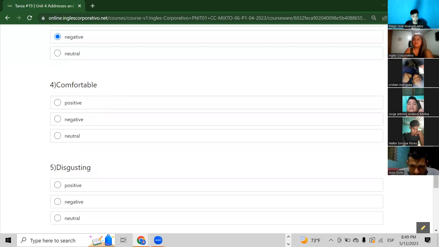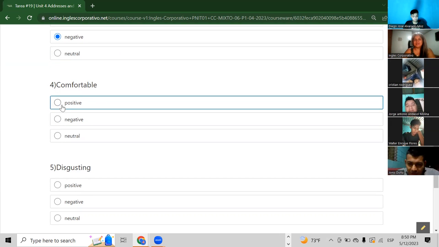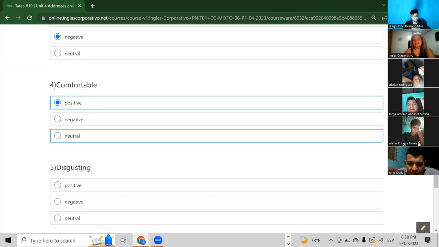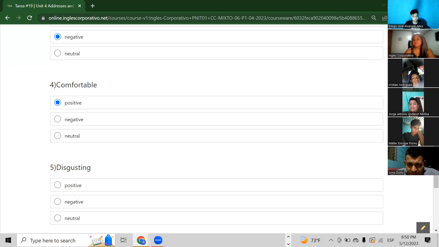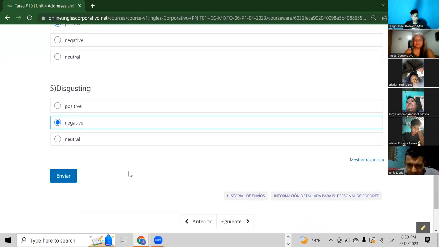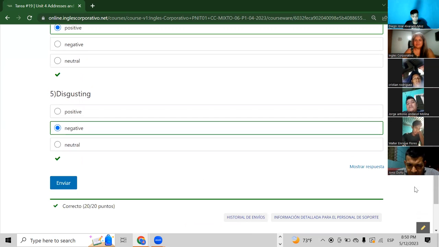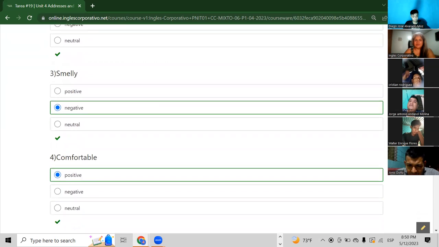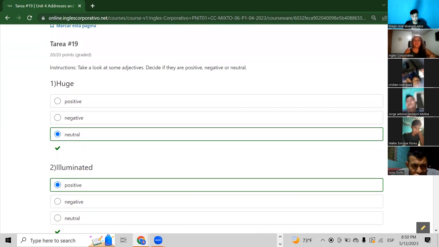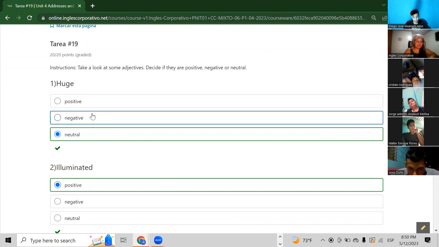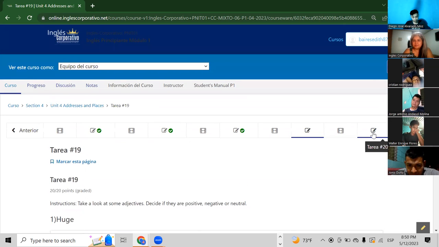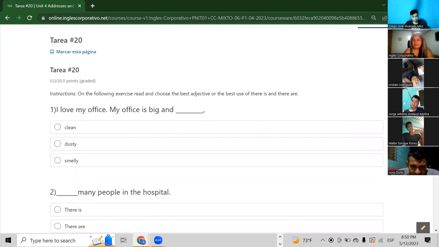Do you remember the pronunciation of that one? What is the pronunciation, Isabel? De la número cuatro. Yes. Comfortable. Positive or negative? Positive. Okay, very good. And disgusting? Negative. Okay, good. Very good. Muy bien. All of them are correct. Okay. If you are done with this, we're going to move on to the homework 20. Okay, the last one. La última.